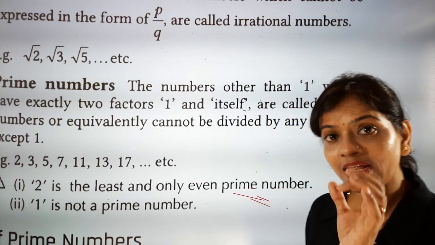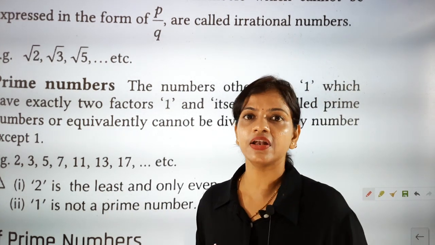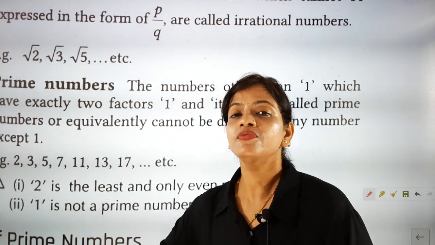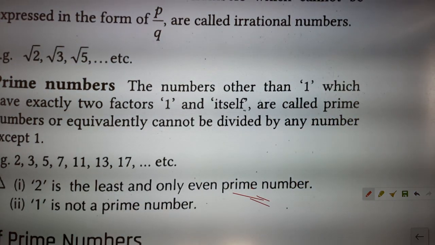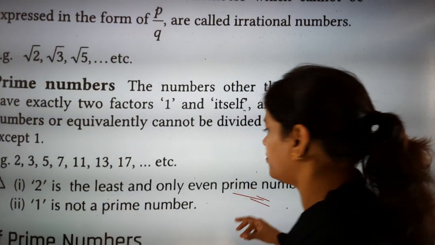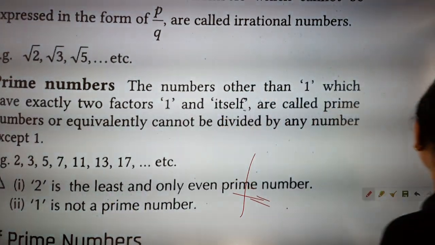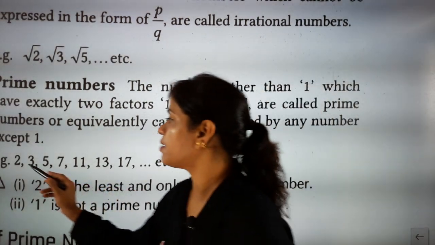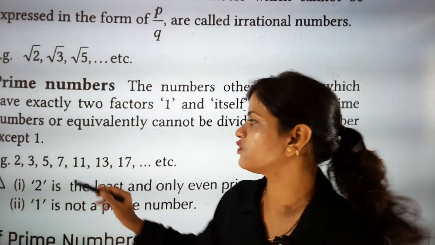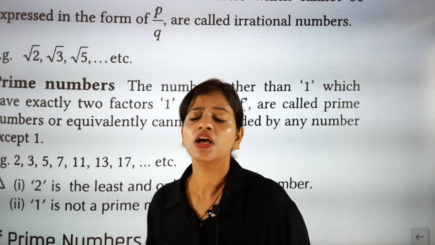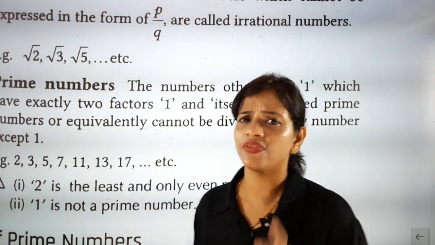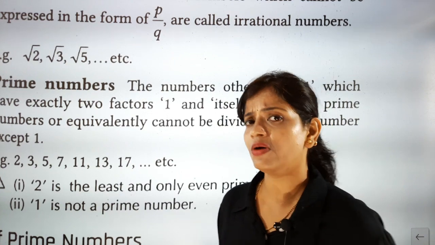Only one prime number is an even number, and that is 2. So 2 is the only prime number which is even. 1 is not a prime number, don't have that misconception. The prime number sequence starts from 2, 3, 5, 7, 11, 13, 17, and so on. Generally they will give you a number and ask whether it is a prime number or not.